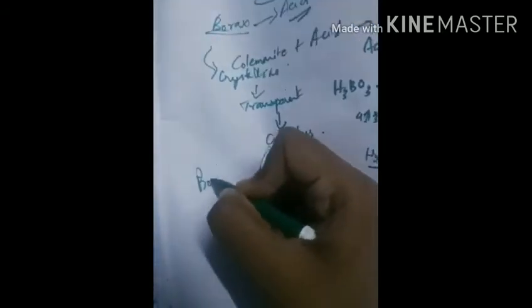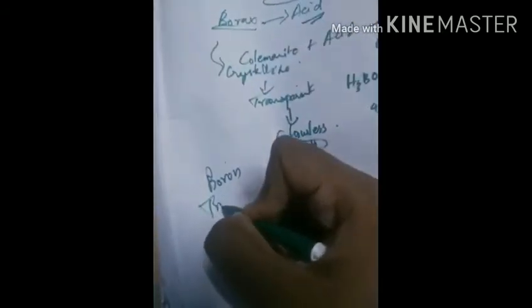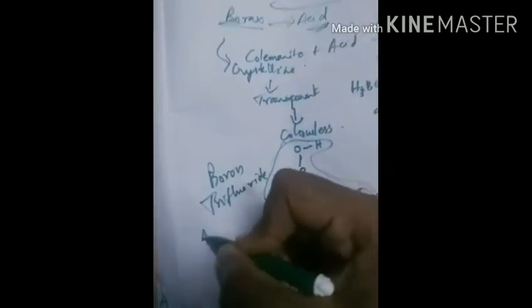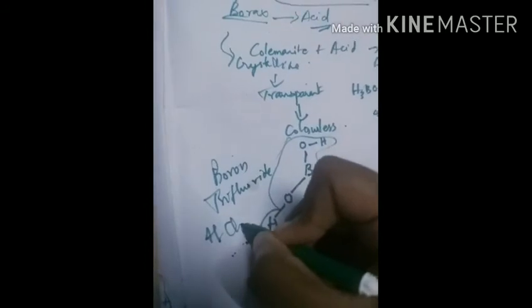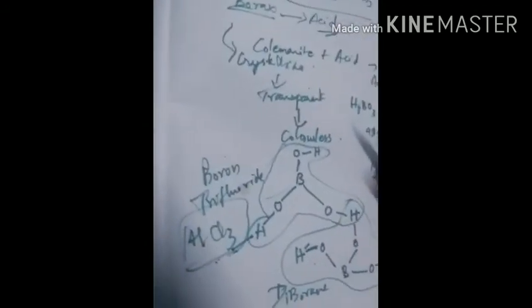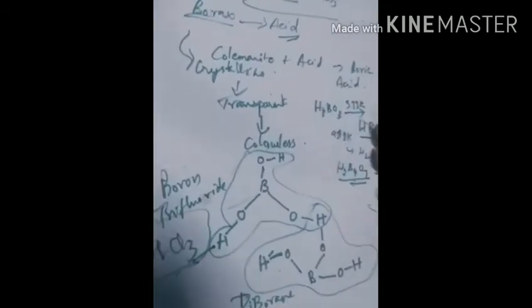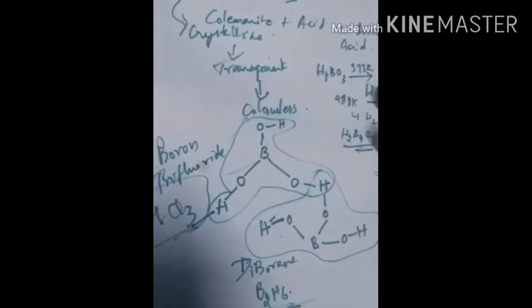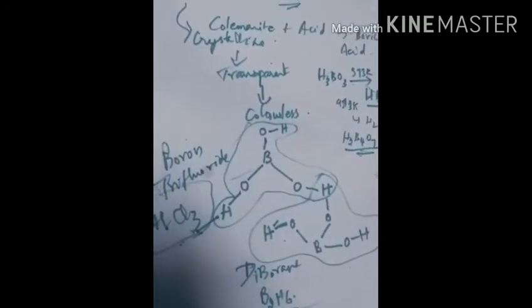Similarly, we can create boron trifluoride. I already taught you about boron trifluoride or trihalide, or aluminium chloride, AlCl3. We can prepare all this by heating one element with another element. So next we are going to discuss another element, that is silicon.